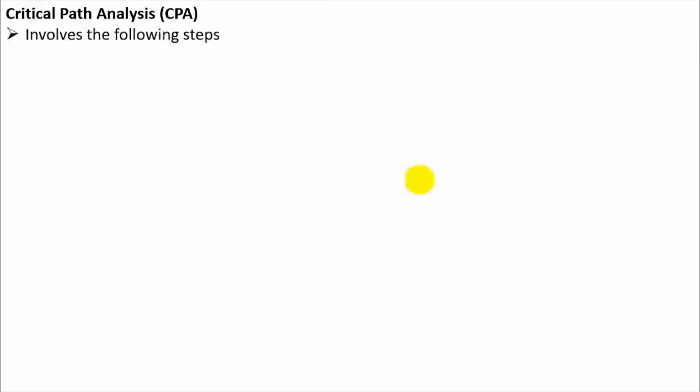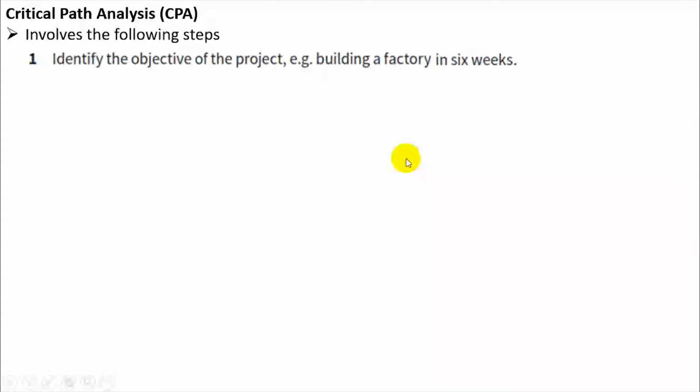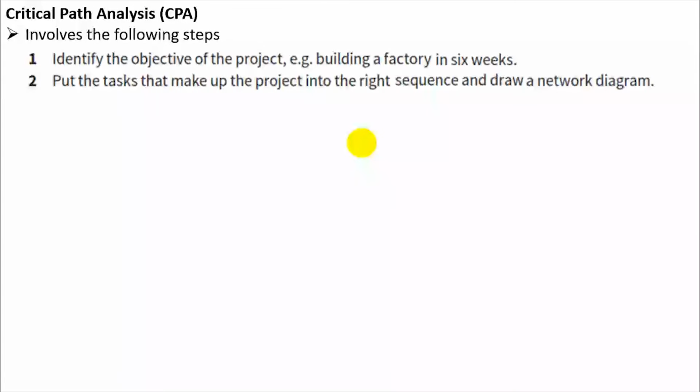Critical path analysis, or CPA, involves the following steps. Step 1: Identify the objective of the project, for example, building a factory in 6 weeks. Step 2: Put the tasks that make up the project into the right sequence and draw a network diagram.